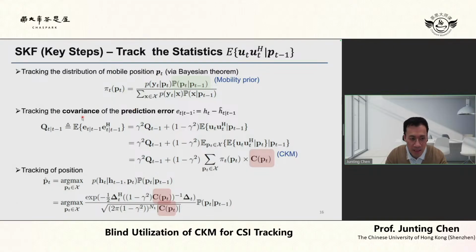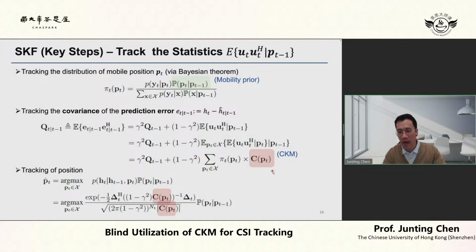Now, with that, we can update the formula to compute the covariance matrix of the prediction error. More specifically, the prediction error is modeled as the true h_t minus the estimate of h_t given the past observations, from the very beginning up to t minus 1. And the covariance matrix is simply defined as the covariance of this vector. Now, through some derivation, we will know that this covariance matrix equals the covariance matrix at position p_t, averaged by the distribution of the position p_t, where pi_t(p_t) is the distribution of the position at time t based on the observations up to t minus 1.